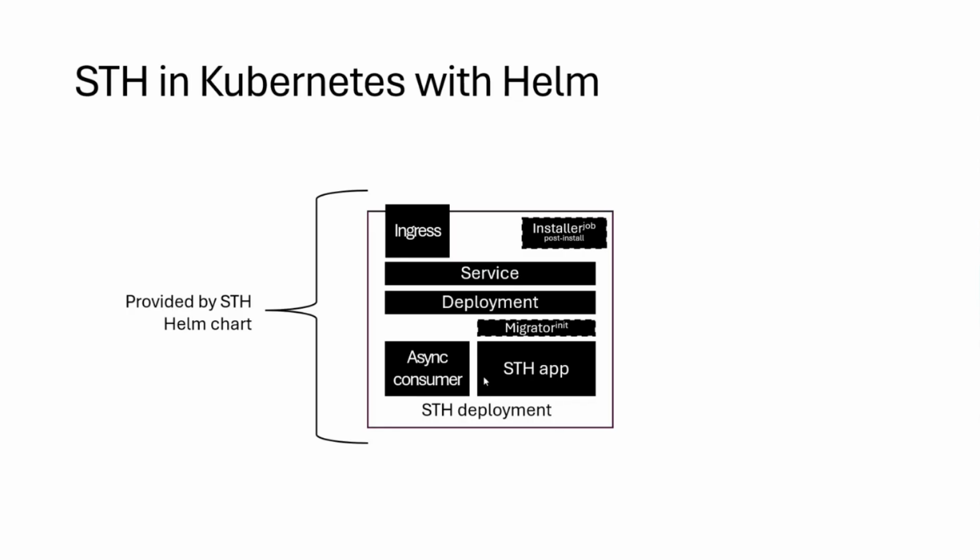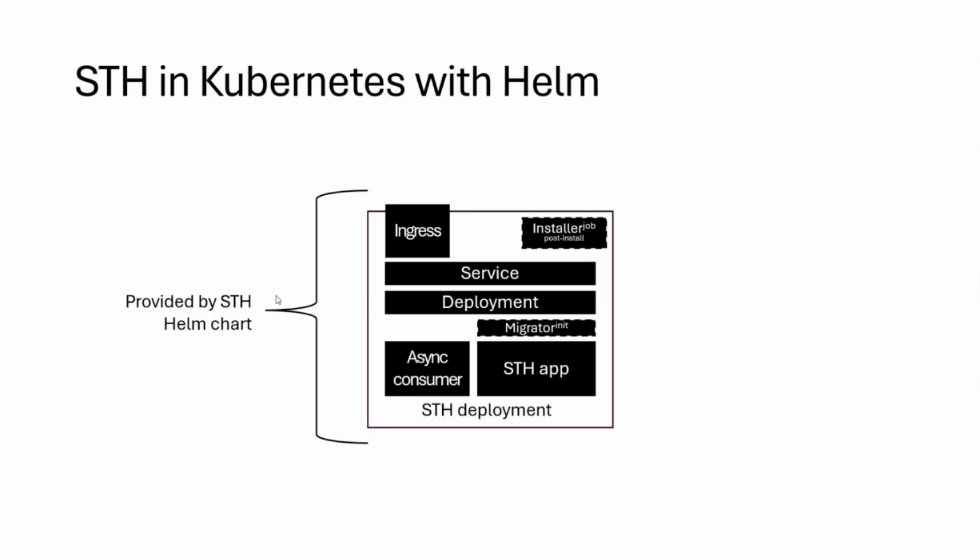I think right here you can see some of the services that you also saw in the overview of the Docker Compose: the Semantic Treehouse application and the asynchronous consumer. The migrator is now called an init container, which means that it is run every time the Semantic Treehouse app is started or restarted. And the installer is now called a post-install job. So that means that it's only run whenever the entire deployment is installed.